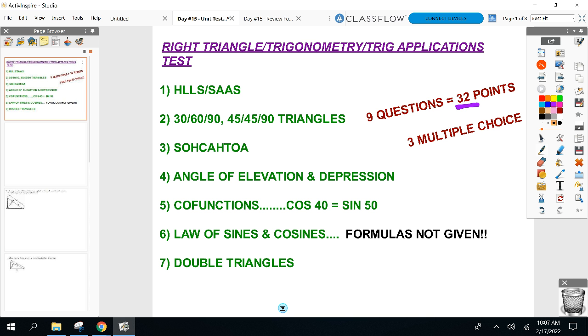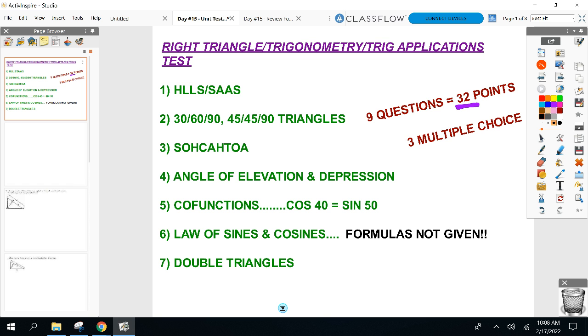All right, but these are all the topics. I'm not going to go over every single one right now. Today's focus is going to be Hills and SAS, 30, 60, 90, and 45, 45, 90. And then once I finish, we're done. I'm not going to do any assignments for tonight. Nothing's going to be due. You guys know when the test is, so you know how you've got to prepare yourself. So you ready for a little Hill SAS? I got a bunch of questions for everybody.